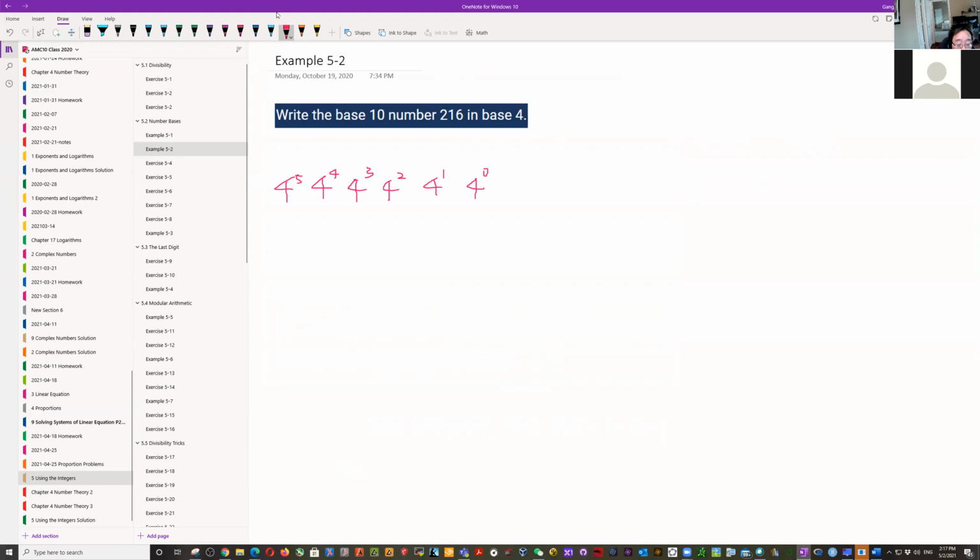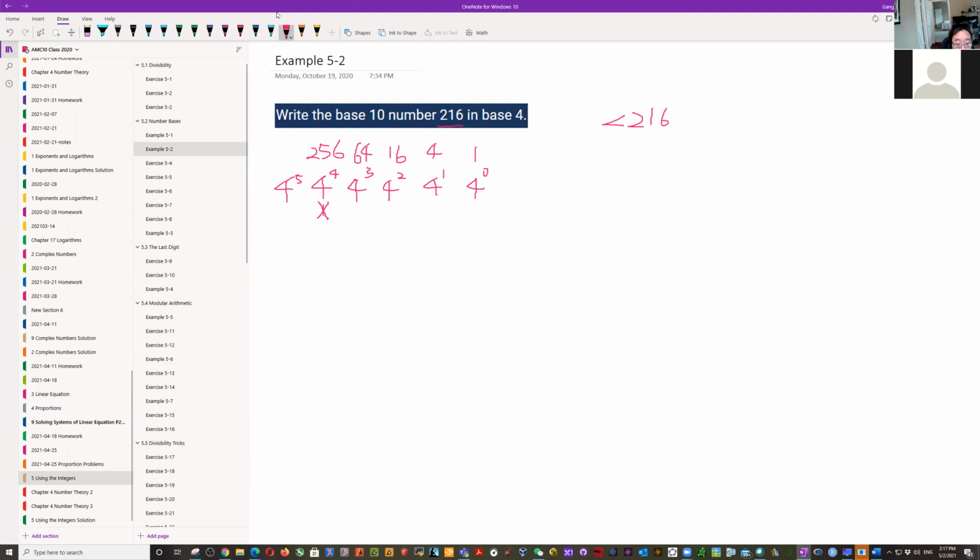We need the leading position value to be less than 216. So 4 to the 0 is 1, 4 to the first is 4, 4 squared is 16, 4 cubed is 64, and 4 to the fourth is 256. So 4 to the fourth is already bigger than 216, so I wouldn't use this digit.